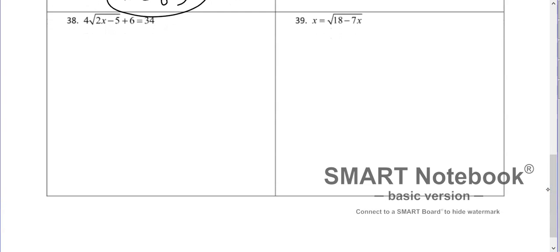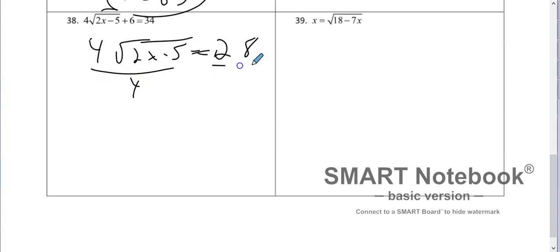Okay, a little bit more going on here. Now think about this. This is not really more complicated than 4x plus 6 equals 34. I just made this the same thing as x. Well, what would I do there? I would subtract the 6 and divide by 4. Guess what? Same thing I'm going to do here. Subtract the 6. So this stays, equals 34 minus 6, which is 28. Now I divide by 4, just like I would have if it was an x instead of a radical.